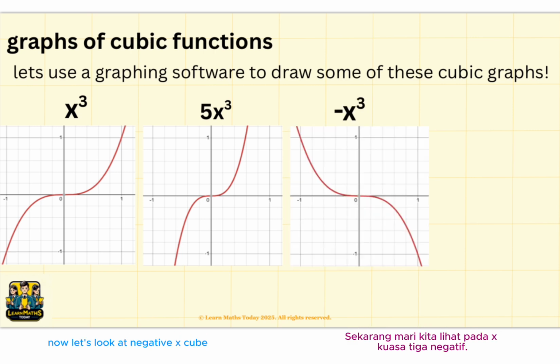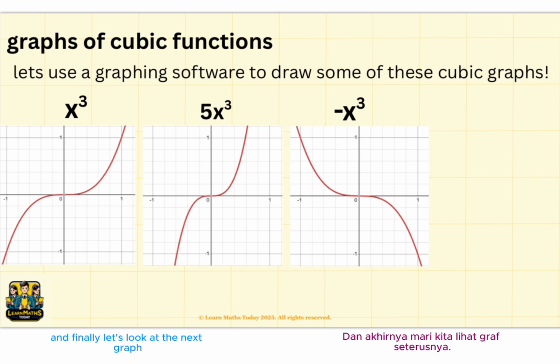Now let's look at negative x cubed. Let's compare the first and third graph, x cubed versus negative x cubed. We notice that the negative sign has flipped the entire curve. Instead of flowing up from left to right, it's falling down. It's like looking at the first graph in a mirror placed horizontally.